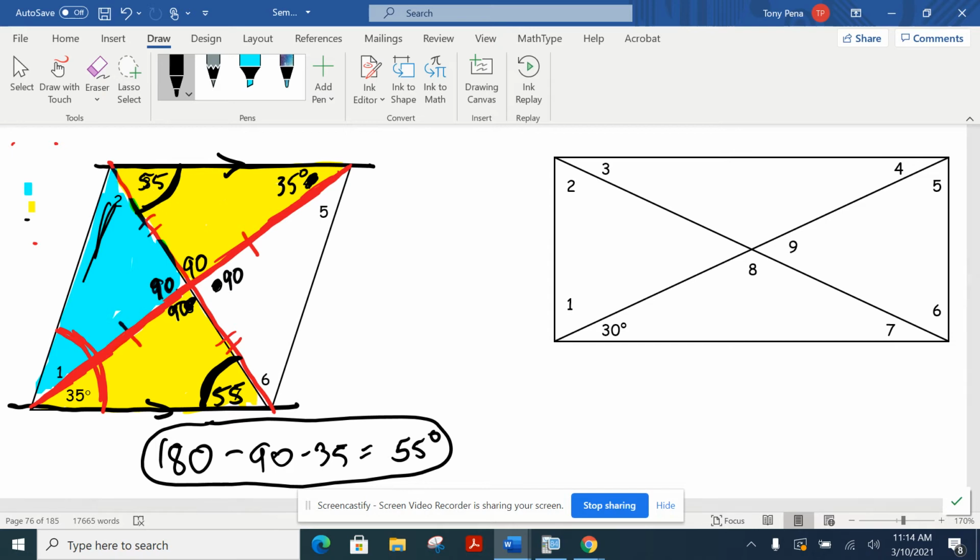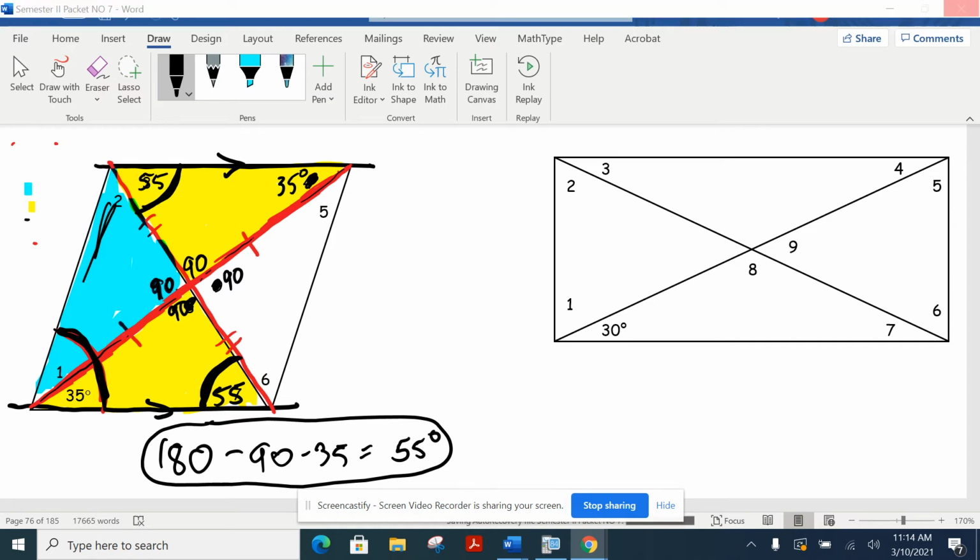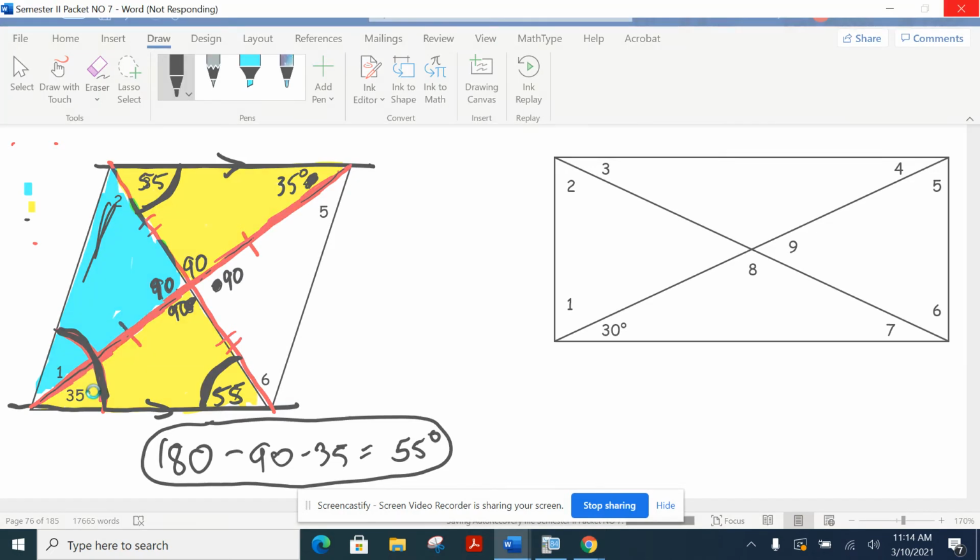Any thoughts? So if we know that this diagonal here is cutting this big angle in half, so the big one that I'm shading in right now just got cut in half, we know what angle 1 has to be. Nobody? Throw it in the chat here. Yeah, Dahlia? Oh, you're getting warmer. But 35 is just this guy.